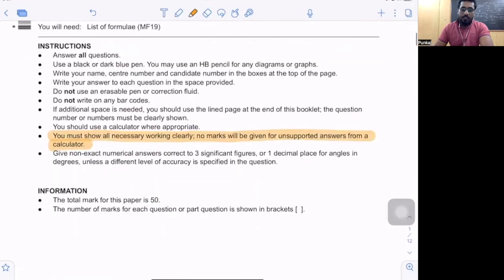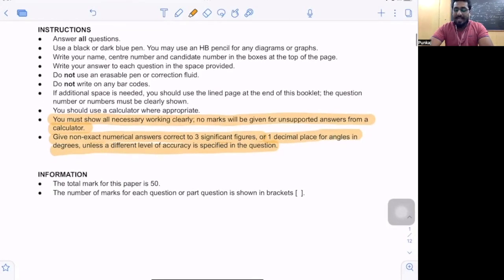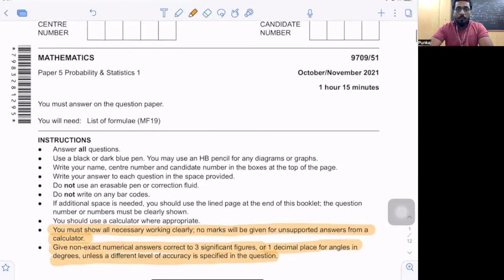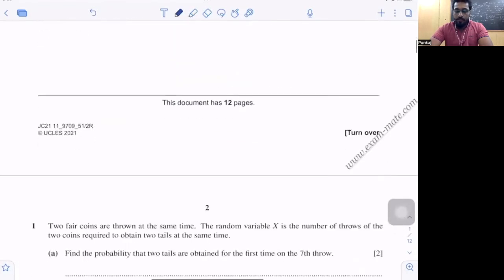The next important instruction that you should take care of is any non-exact numerical answer should be written up to three significant figures, and if it's an angle, then up to one decimal place, unless a different level of accuracy is specified in the question. So these are two very important instructions that you should always keep in mind while solving the question paper. Other instructions are all the general instructions. The question paper is for 50 marks, and the time allotted to complete this entire question paper is 1 hour and 15 minutes. So students, I'm going to start solving the very first question.